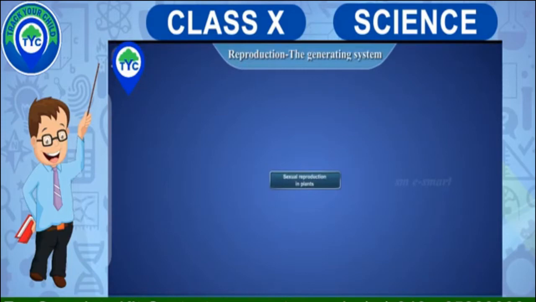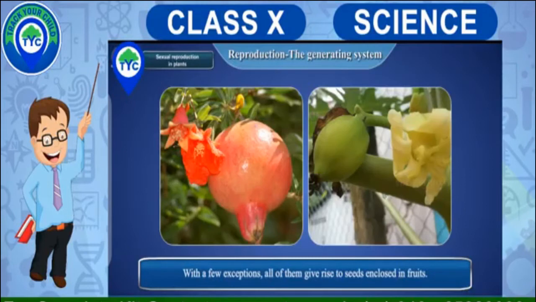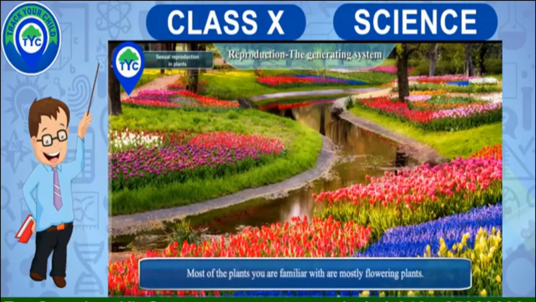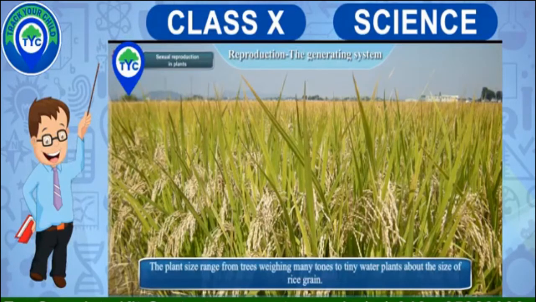Sexual reproduction in plants. So far, we know about nearly 275,000 species of flowering plants. With a few exceptions, all of them give rise to seeds enclosed in fruits. Most of the plants you are familiar with are flowering plants. Their characters are quite remarkable. The plant size ranges from trees weighing many tons to tiny water plants about the size of a rice grain.